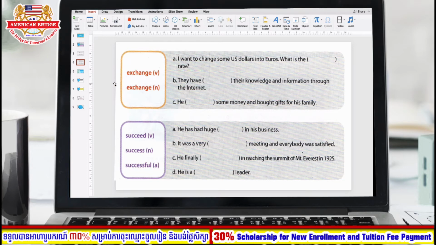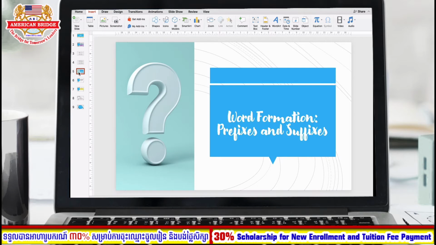Now let's move on to the last agenda of our lesson today, which is about word formation. Word formation simply means you transform the words. You can transform the meaning of the word from a positive to a negative meaning. You can transform the function or the part of speech from verb to noun, from noun to verb, from noun to adjective.